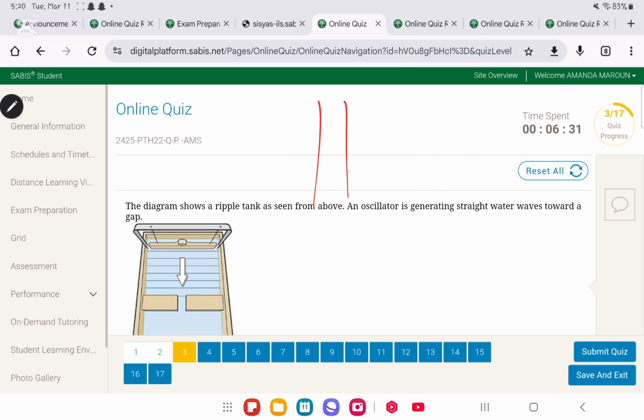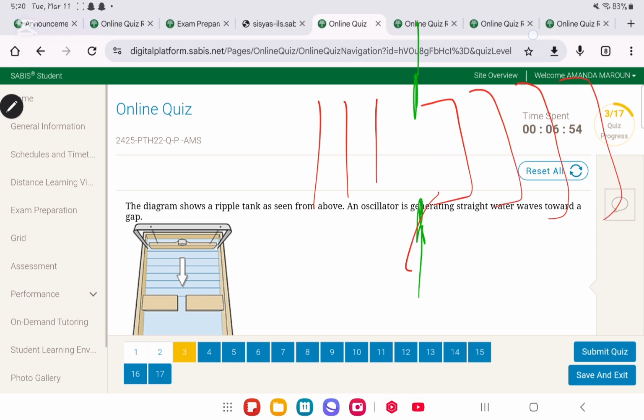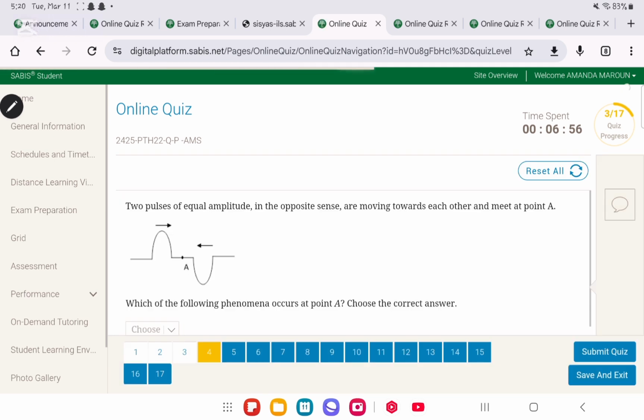However, if we're also dealing with linear waves, but we have a bigger gap in between, only the ends are going to be curved, so it will come out looking like this. Okay, so keep this in mind when we are solving.